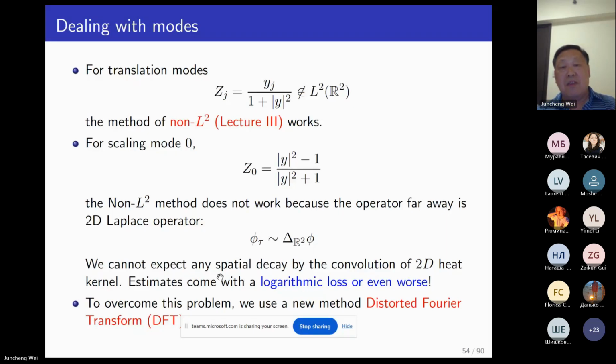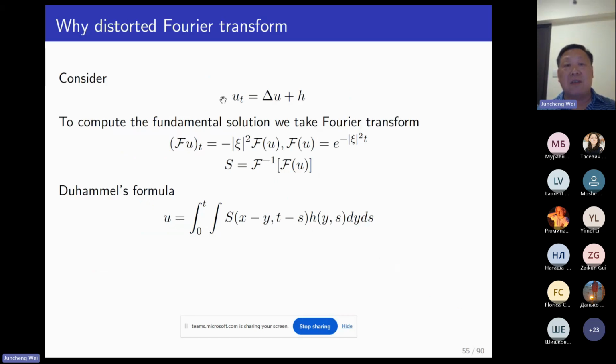So how to get a good linear theory? For the new wheel, instead we use a new method of finding good solutions. We don't have an L2 kernel, and we use the so-called distorted Fourier transform, DFT. So let me just introduce now what a distorted Fourier transform is.